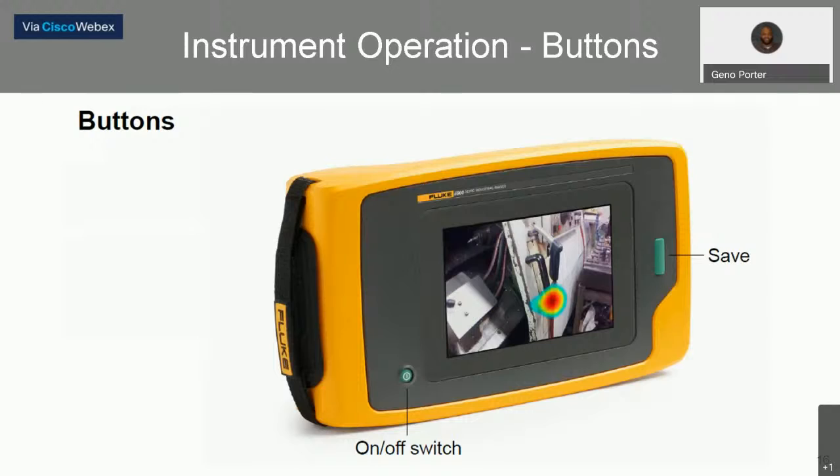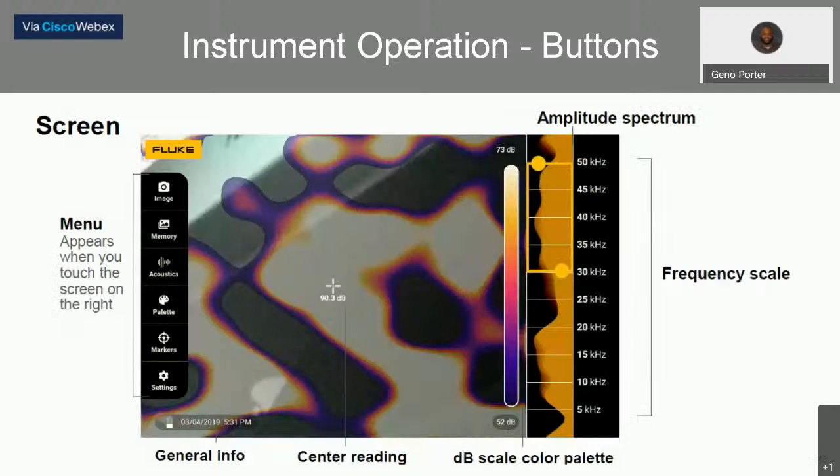So, instrument operation buttons. Fortunately, Fluke decided to follow the KISS theory, keep it simple, Steve, and only have 2 buttons on your ii900. Those 2 buttons are your on-off switch and your save button. The rest of your buttons are going to be soft buttons that we just touched on 2 slides ago, and this gives you a little bit more detail.